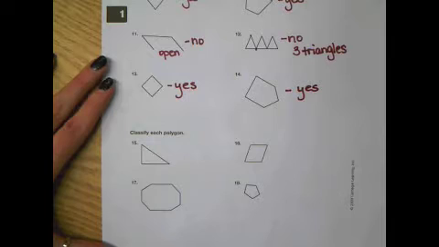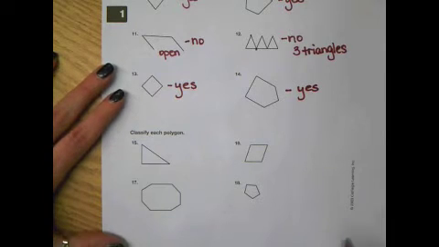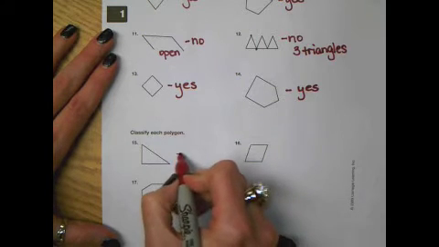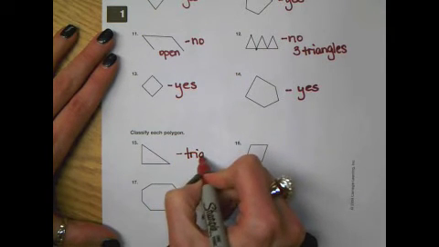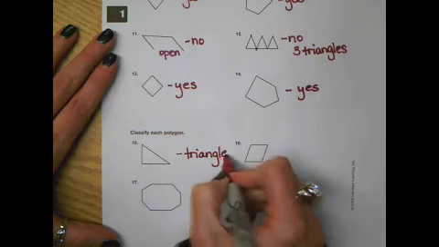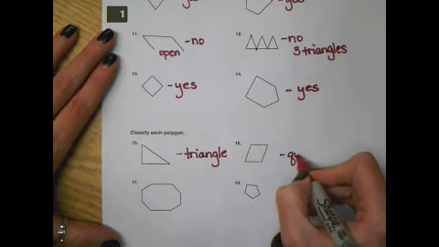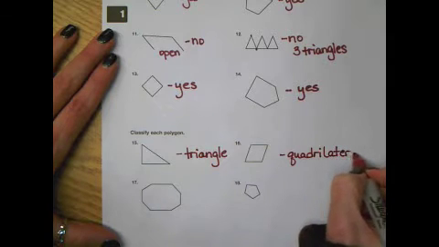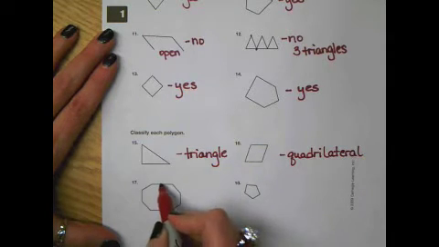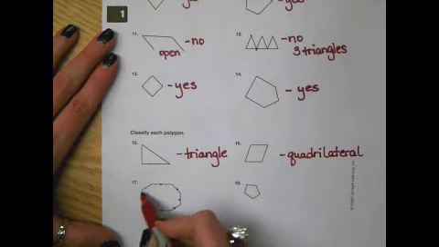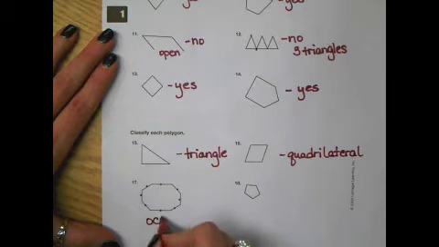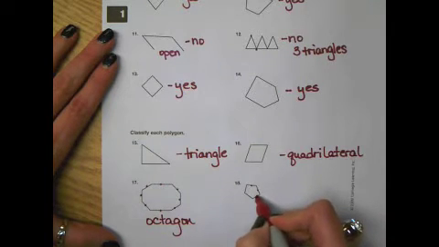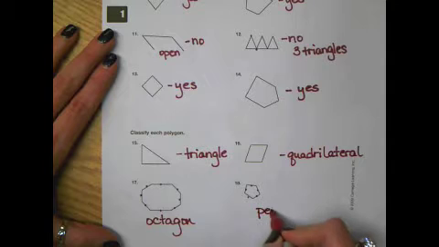Then on classifying polygons, I hope you got these correct. We're just, classify means to name or to put them in their family group. So we have a triangle, a quadrilateral, a 1, 2, 3, 4, 5, 6, 7, 8-sided figure would be an octagon. And 1, 2, 3, 4, 5-sided figure would be a pentagon.